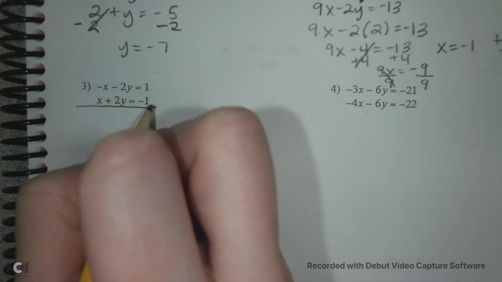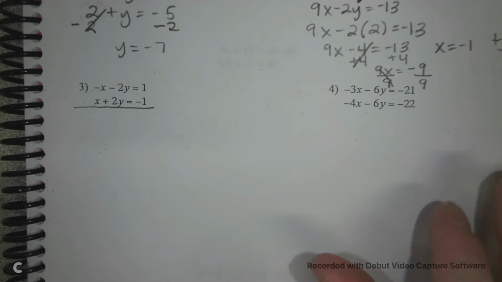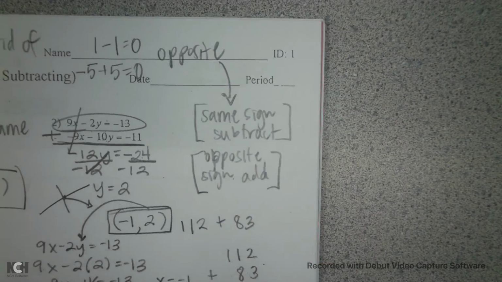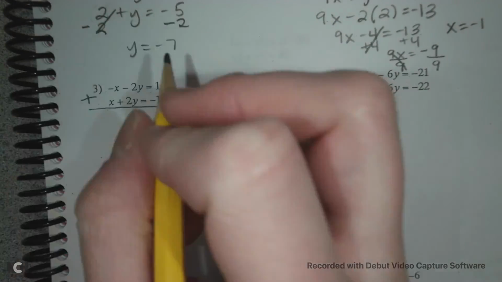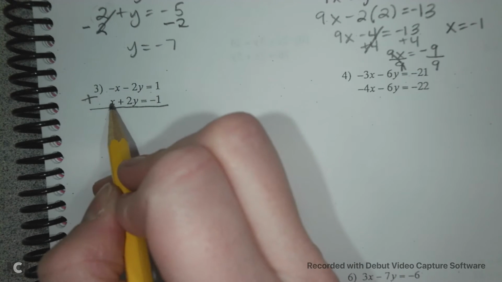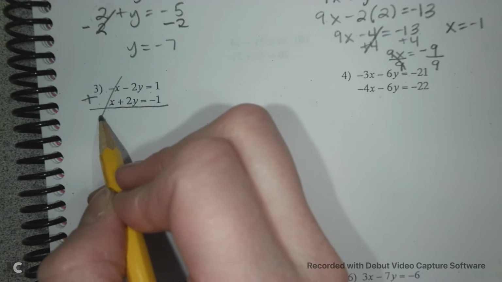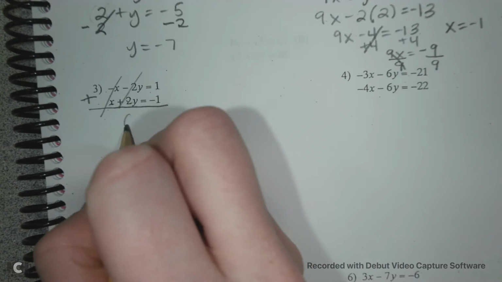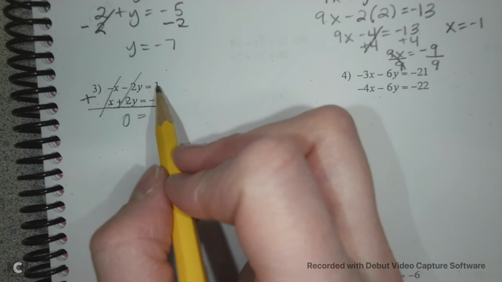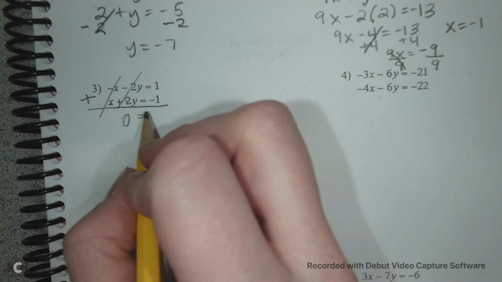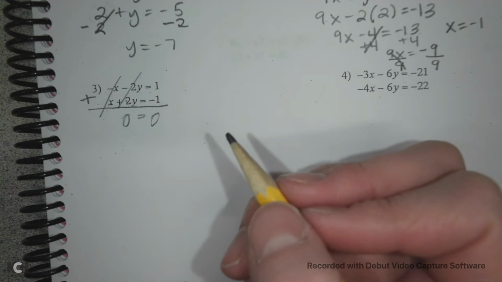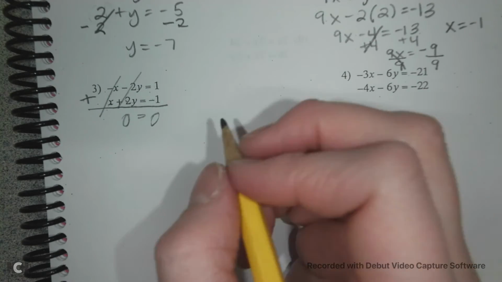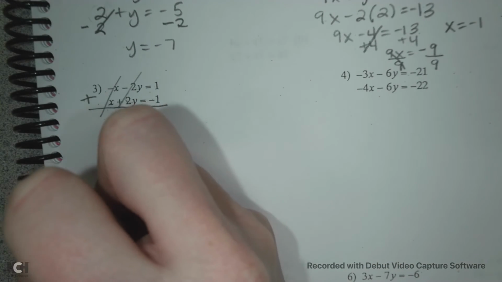Okay, so now we've decided what to eliminate, and we need to pick add or subtract. These guys have opposite signs, so remember, opposite signs mean add. So we add. When we add negative x to positive x, that eliminates. When we add negative 2y to 2y, that eliminates as well, leaving 0 on the left-hand side. When we add 1 to negative 1, we get 0. So now we're left with 0 equals 0. Well, 0 does equal 0. That means that this answer is an infinite solution.